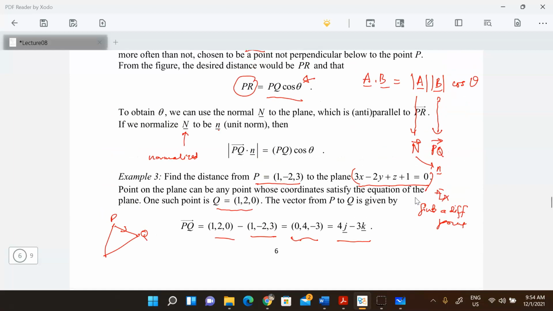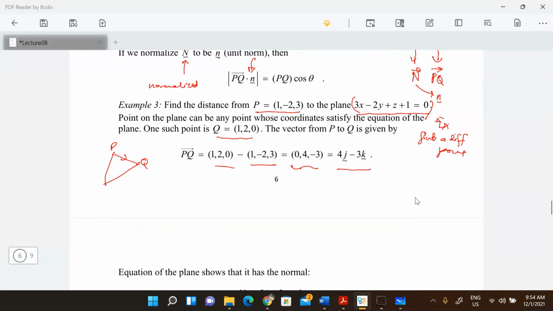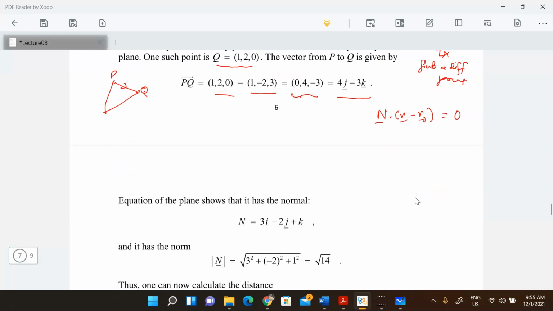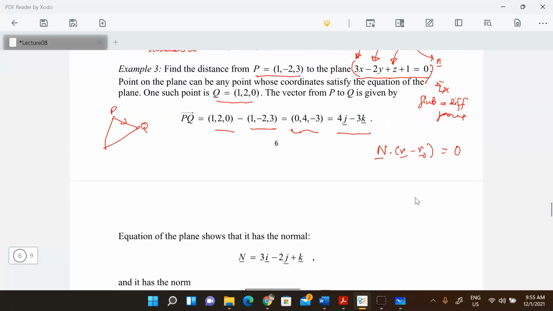Now, what about the normal? Remember we need the normal here. Well, the normal comes from the equation. Remember, the equation is n dot (r minus r naught) equals 0. In this particular case, n is those numbers that appear multiplying the variables. So the normal is 3, minus 2, 1. So it's 3i minus 2j plus k.